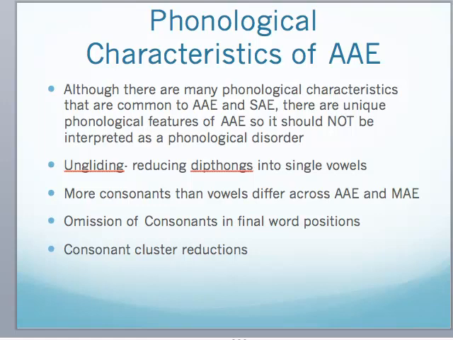Ungliding generally means the reducing of diphthongs into single vowels. That you'll see as a common characteristic, one of the characteristics. There are also more consonants than vowels that differ across African American English and Mainstream American English. There are also omissions of consonants in final word positions and consonant cluster reductions. What's also noted is that there are omissions and substitutions of sounds that are often well heard in the medial and final positions of words that tend to give African American English its characteristic feature.